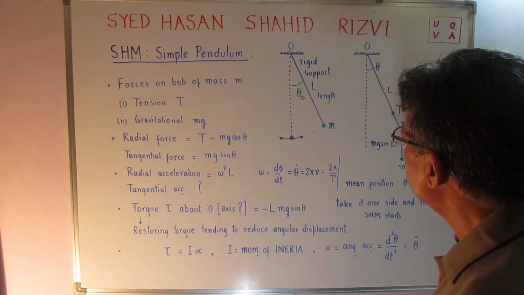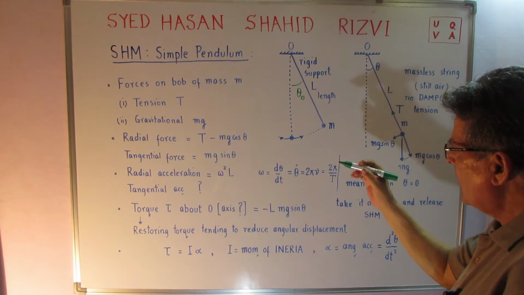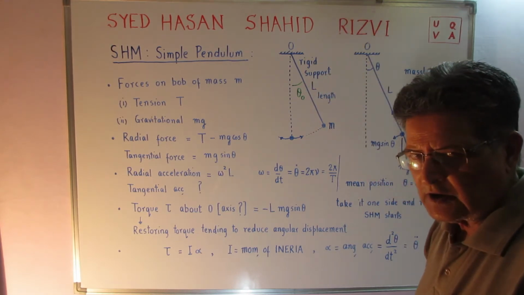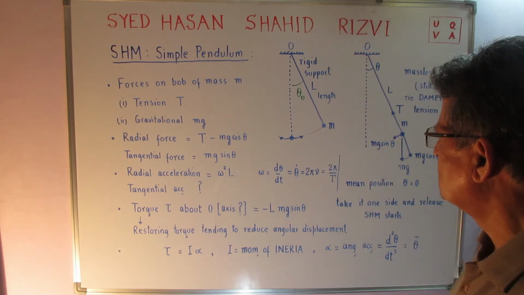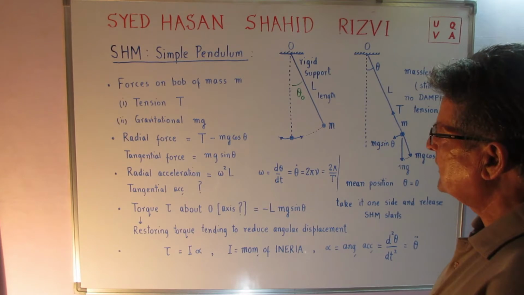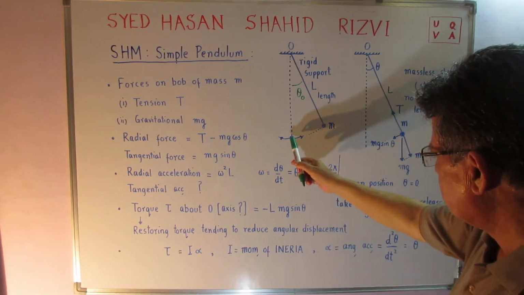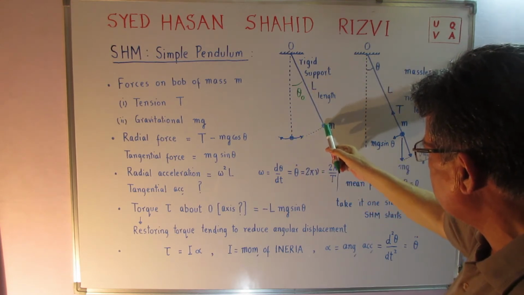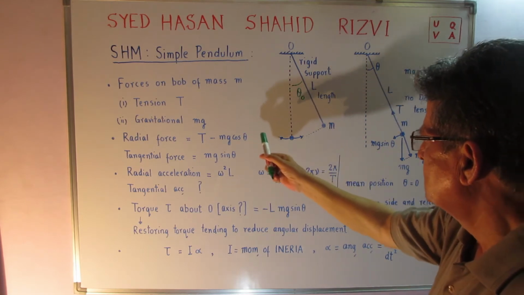Okay. And once it is disturbed by an angle theta naught to an extreme position, this time it is to the right hand side that we have taken, and then this position is called the mean position. This is the extreme position at theta naught, and then it is released, then the pendulum starts oscillating.